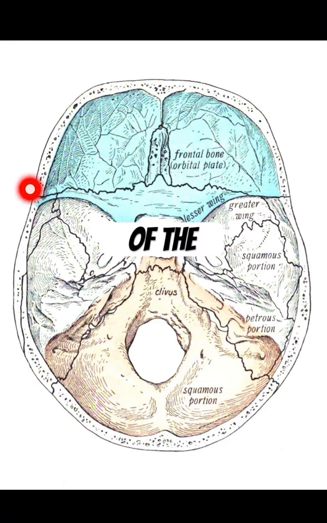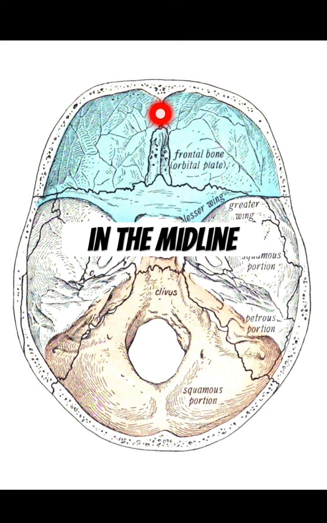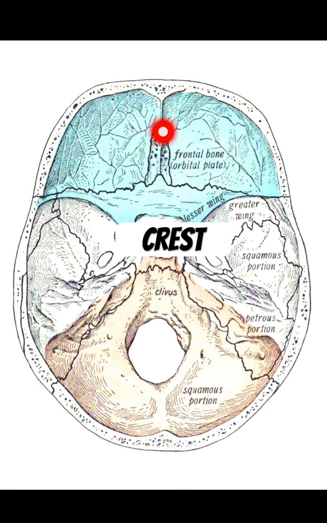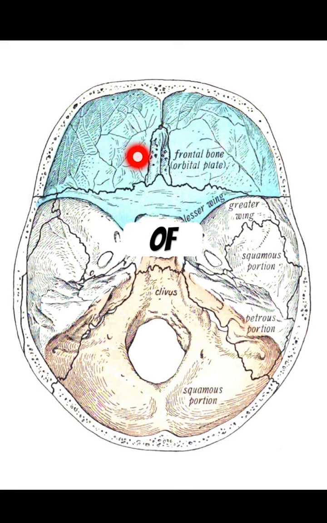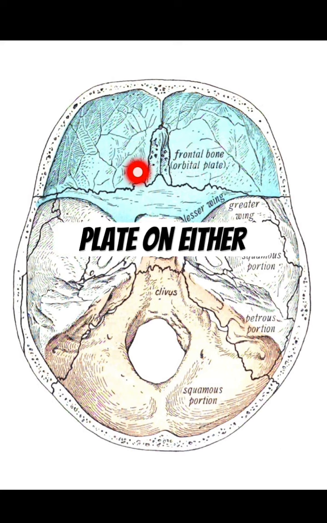Coming to the features of the anterior cranial fossa. This anterior cranial fossa in the midline is related to the crest of the frontal bone articulating with the perpendicular plate of the ethmoid bone. This perpendicular plate of the ethmoid bone consists of crista galli and cribriform plate on either side laterally.